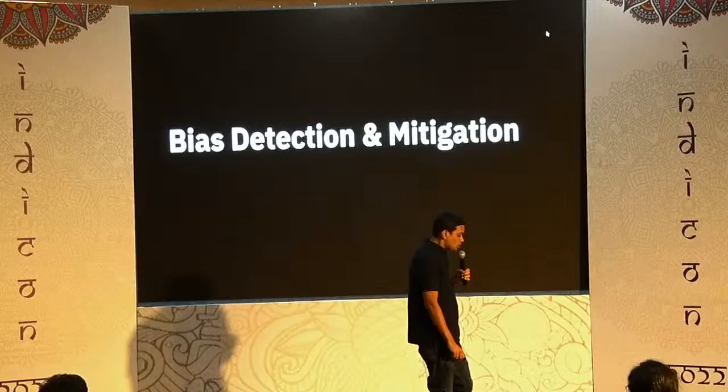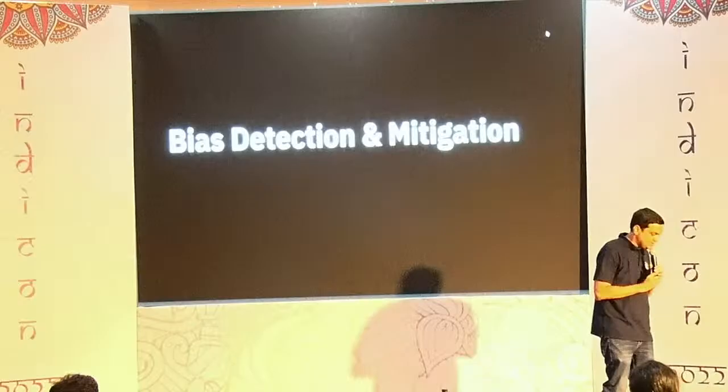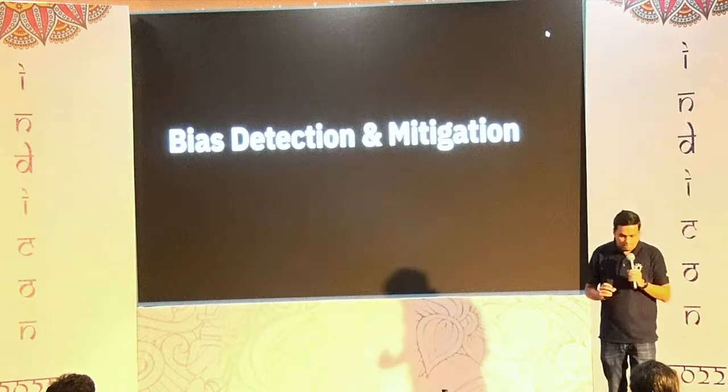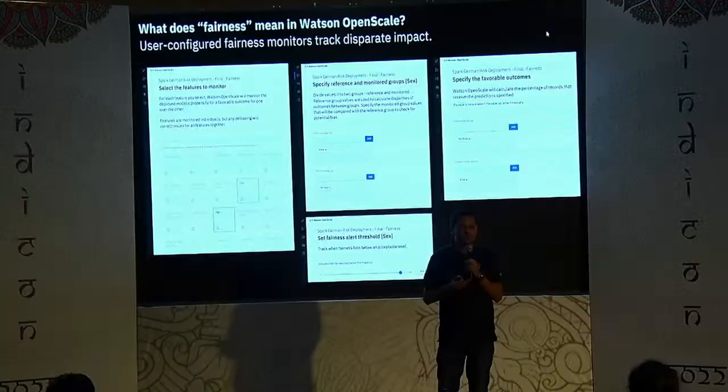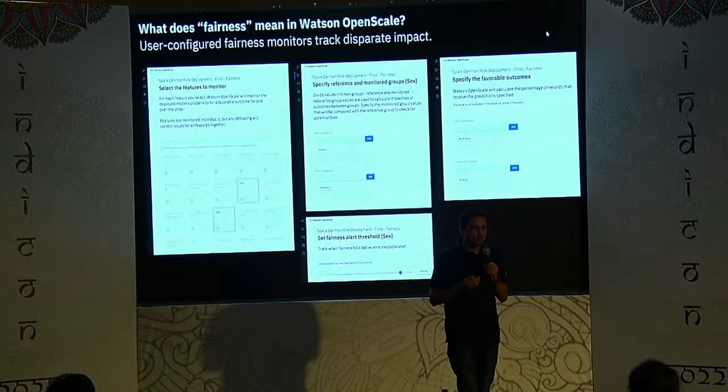So how do you go about detecting and mitigating bias? So bias is typically measured in different ways. The most standard way of detecting bias is what is called a disparate impact ratio. And in order to understand that, I'll just tell you a few terminology things.